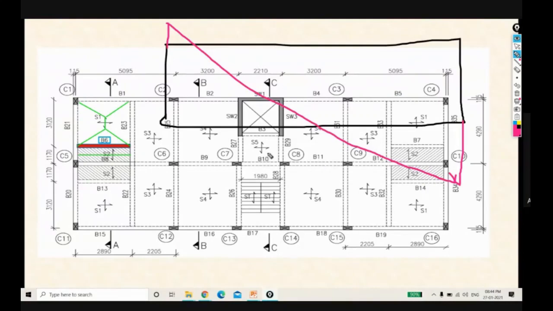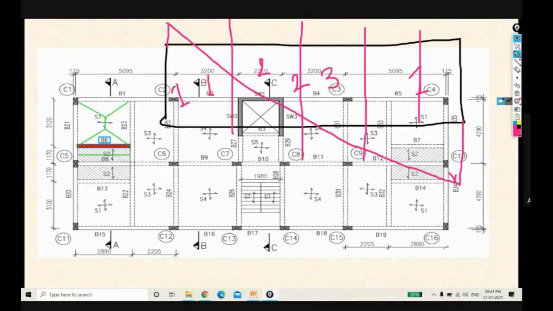Some structural engineers divide this beam in two parts or two zones. Let's say this is our first zone, and second zone. This is also first zone. So some structural engineers divide this total beam in two zones only, and some structural engineers divide this beam in three zones. First, second, third. Here also third, second, and first, like this.